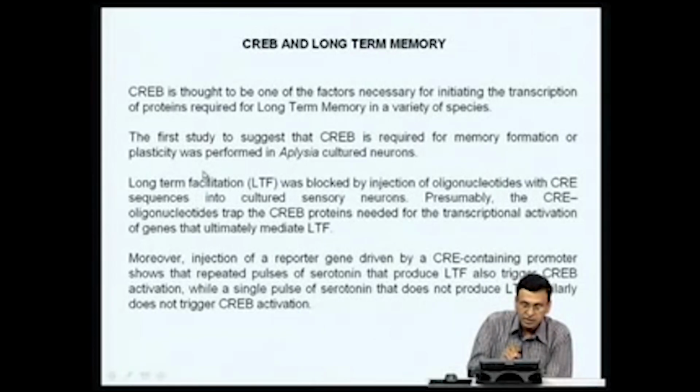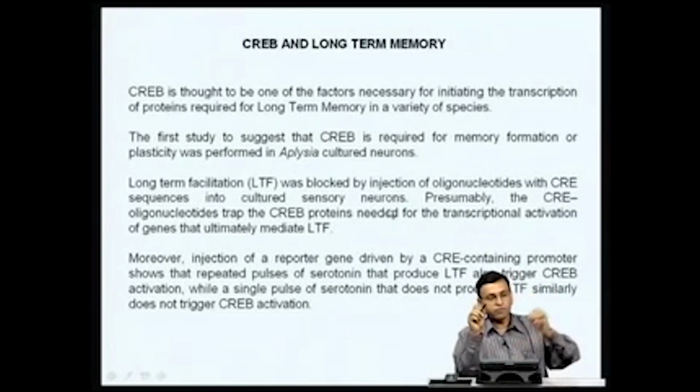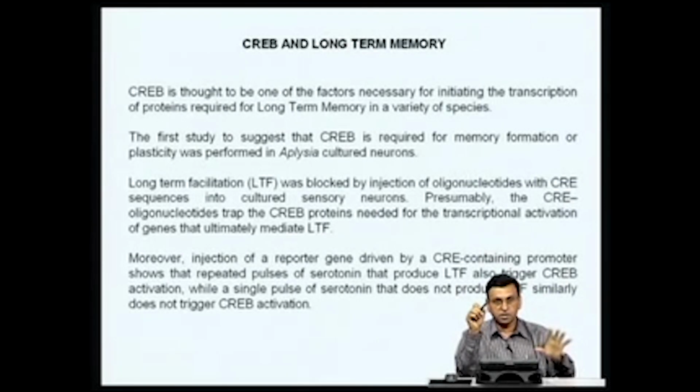The first study to suggest that CREB is required for memory formation or plasticity was performed in Aplysia cultured neurons. Very elegant experiments were done to demonstrate the role of CREB in long term memory. Long term facilitation was blocked by injection of oligonucleotides containing the cyclic AMP response element sequences into cultured neurons. So, if you culture neurons from Aplysia and inject oligonucleotides which contain the cyclic AMP response elements, you can prevent long term memory in this organism.